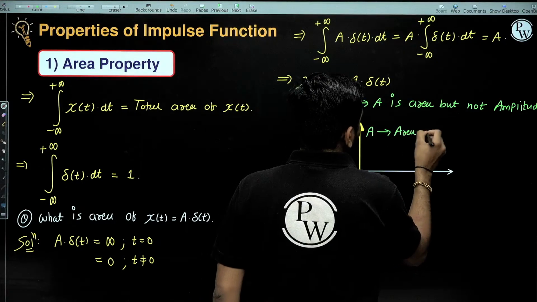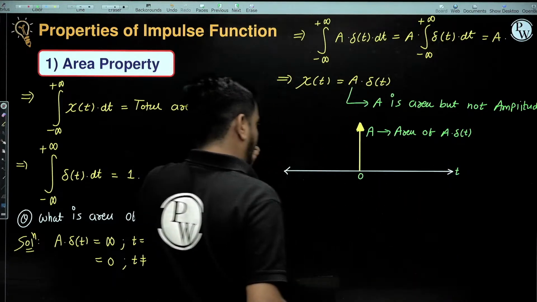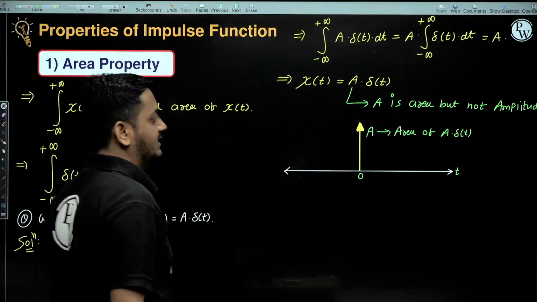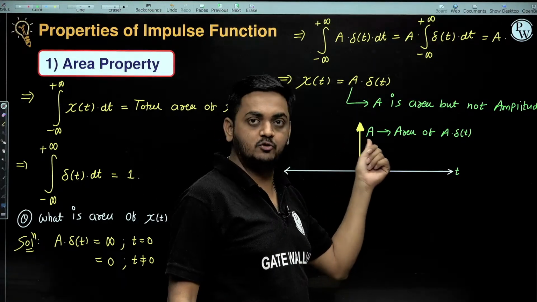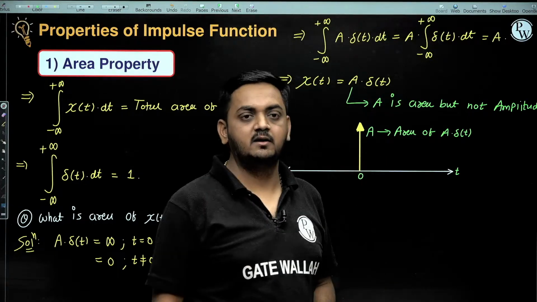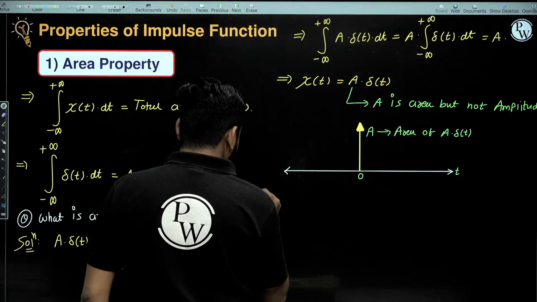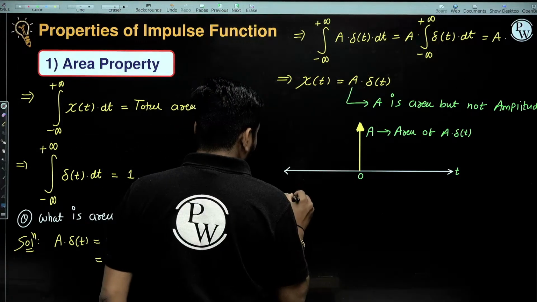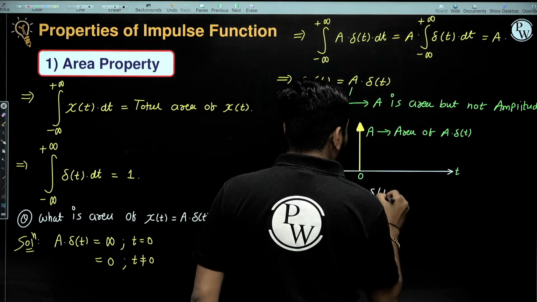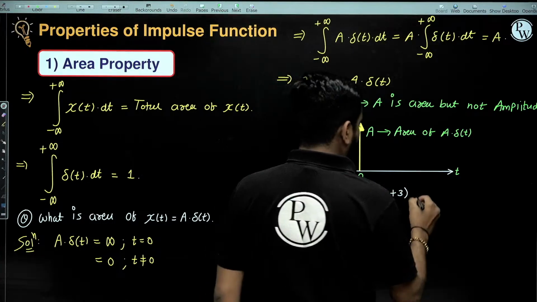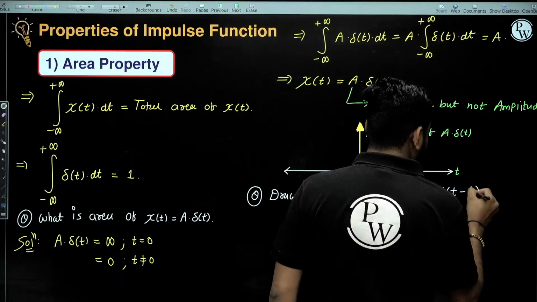This is area of a del t, correct? Remember this thing. This is the area of a del t guys. If I am writing here a, the meaning of a is not amplitude. Amplitude is always infinite, but this a indicates area of del t guys. Suppose I am asking to draw x of t is equal to 2 del t plus 3 and minus 4 del t minus 4 guys, correct?